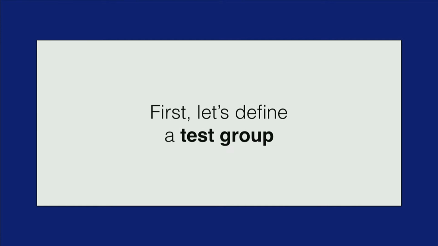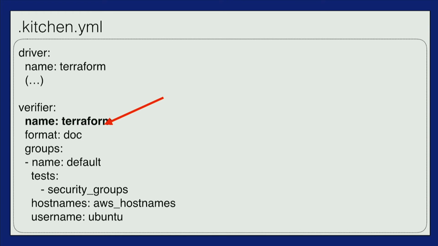And let's first define a test group in our .kitchen.yaml. Kitchen-terraform needs a test group in order to know what test to run. So heading on in there, back into our .kitchen.yaml file, I first need to define the verifier. This is what's going to be used to run my tests. And then I need to define a test group. In this case, I'm going to call my test group the default group. And then I need to add the test files that I expect to run with this group. So in this case, my test file is security groups. And we'll create this file in just a moment.